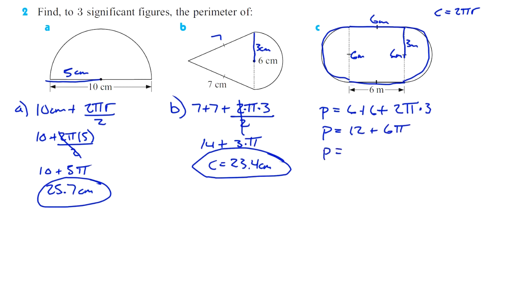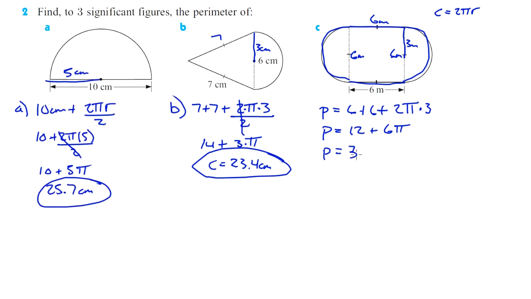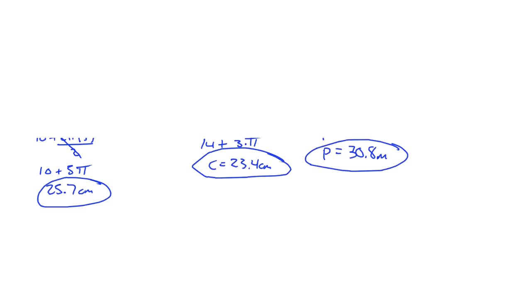So let's calculate what that is. 12 plus 6 pi gives us 30.849, so we'll go with 30.8. 30.8 meters on C. Okay? All right, let's move on to the next one.